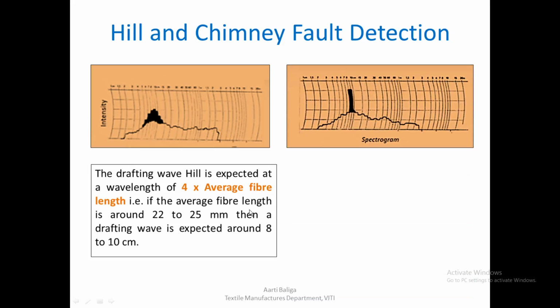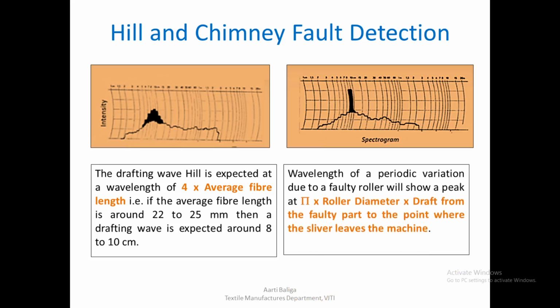What about a chimney kind of fault or a deviation that appears in your spectrogram? The wavelength of a periodic variation due to a faulty roller will show a peak, and this peak has come due to some kind of roller fault. And as you can see, it has come at a wavelength which is equal to pi into roller diameter into the draft from the faulty part to the point where the sliver leaves the machine.